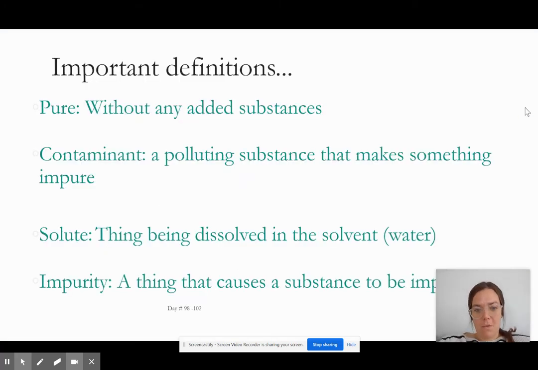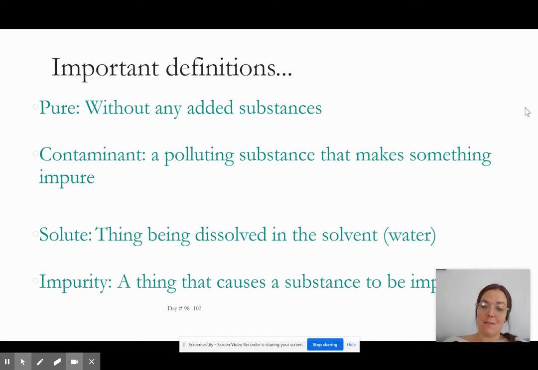As we talk about water, I just wanted to clarify and give you some important definitions. Pure water would be water without any added substances. Now, the reality is that there's not really pure water. Even the cleanest water found up in natural streams in the middle of nowhere that humans have never touched still has some dissolved minerals and things in it. But when we say pure water, we mean it's without any added substances. Impurities are things that are added that make it not pure.